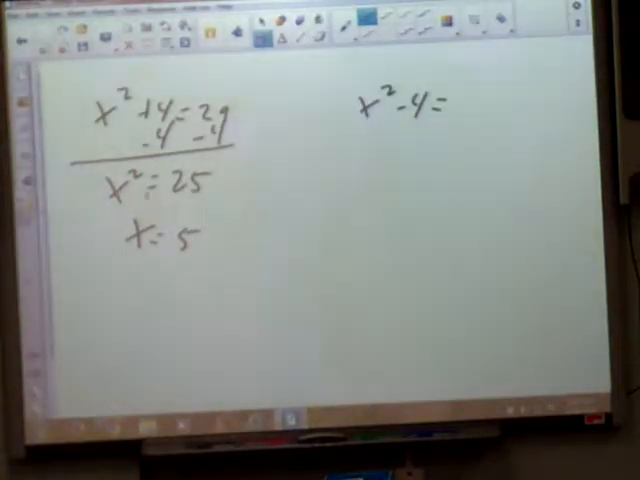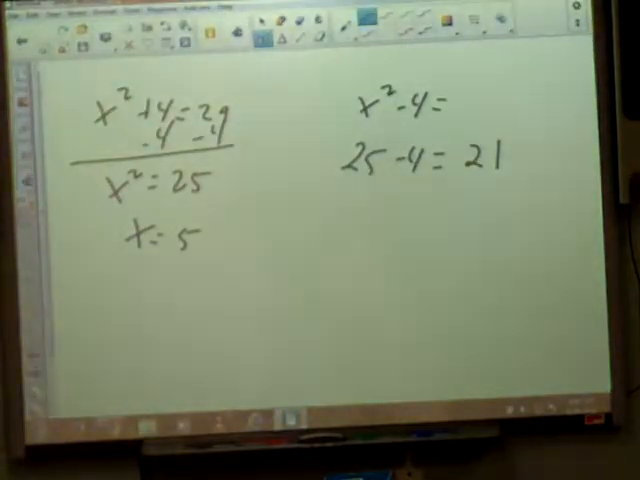Actually, I could have stopped at this step because it's x squared, right? 5 squared right there. Minus 4. Should have got 21. Do good on that page. 3 for 3 on that page.